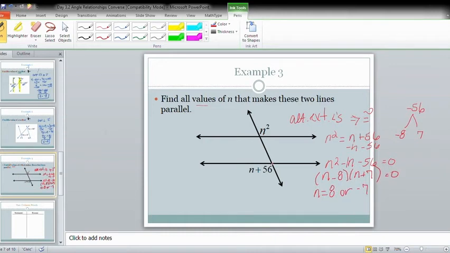I need to plug them both back in, make sure they both work, right? 8 times 8 is 64, so this one will work on that angle. Negative 7 times a negative 7 is going to give me positive 49, so that one works, right? 8 plus 56 will give me 64, so that works. And negative 7 plus 56 will give me 49. So both of these solutions will work. So n needs to be 8 or negative 7 in order for lines to be parallel, right? So we're trying to find the value that makes the relationship happen so we can prove parallel lines.